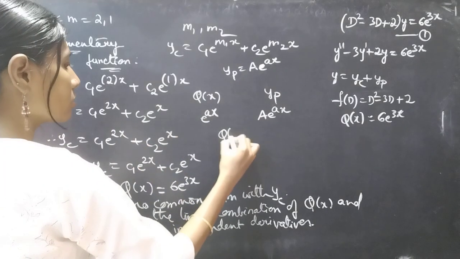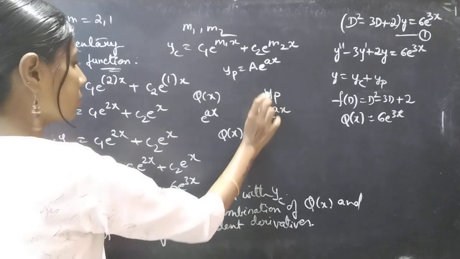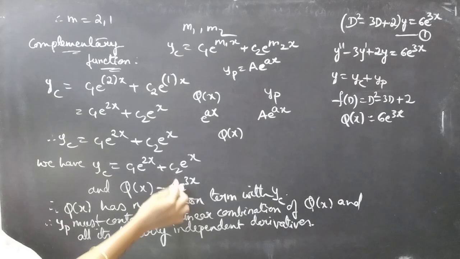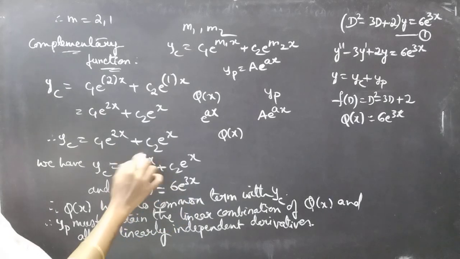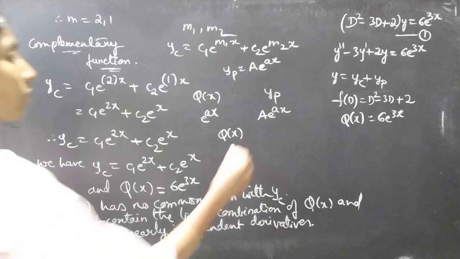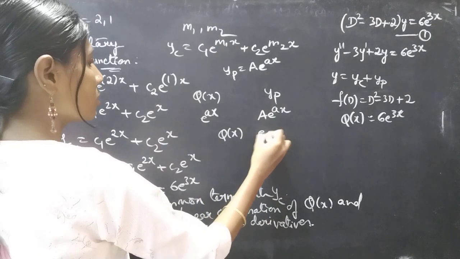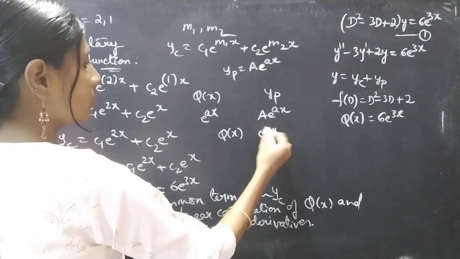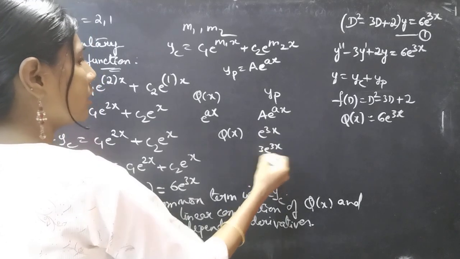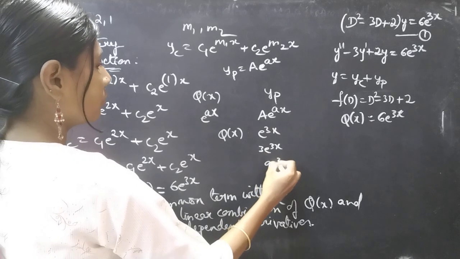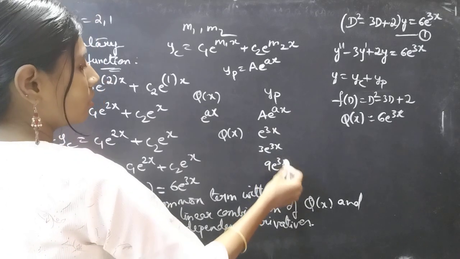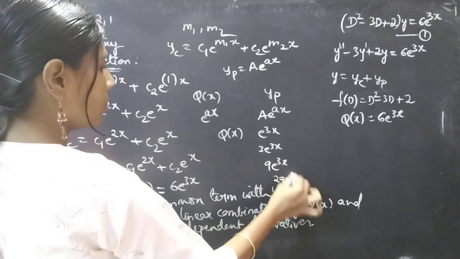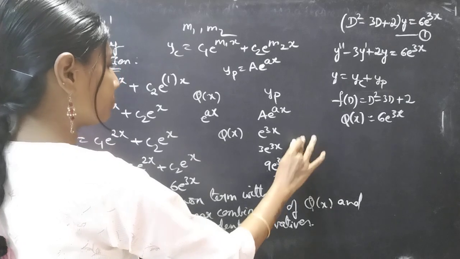Now we have only q of x, which is a function of x, e power 3x. We'll just neglect the constants c1, c2 and 6 here, because we have functions of x beside them. So I'll take q of x, which is e power 3x, and find its derivatives. The derivative of e power 3x is 3 e power 3x, and the derivative of this is 9 e power 3x. Likewise, the derivative of 9 e power 3x is 9 times 3, which is 27 e power 3x.